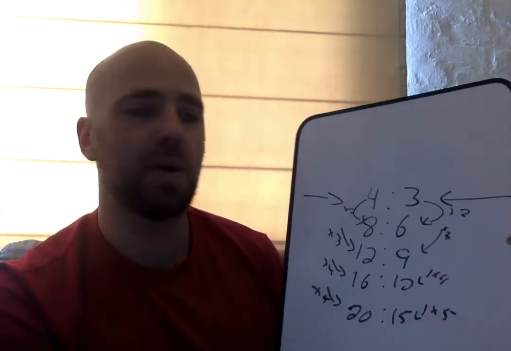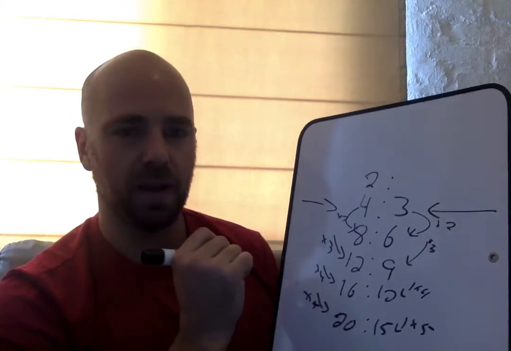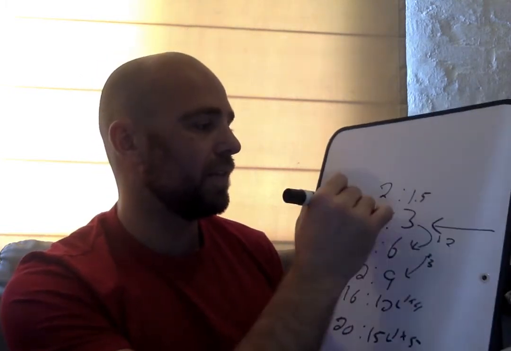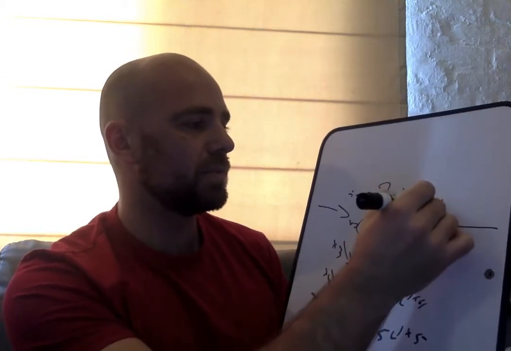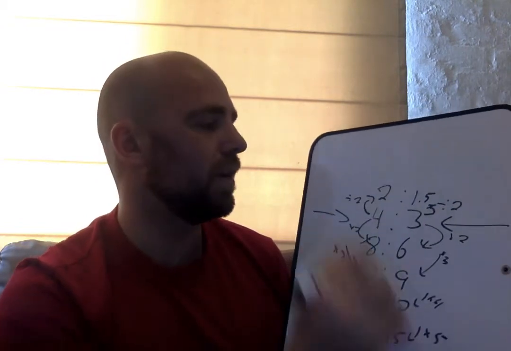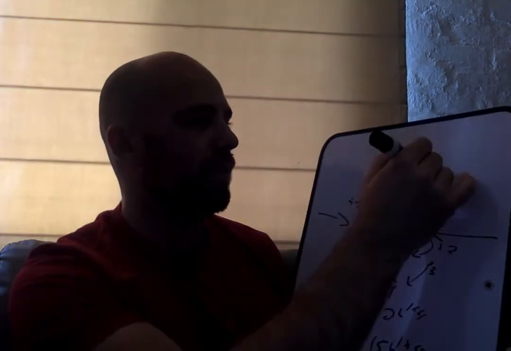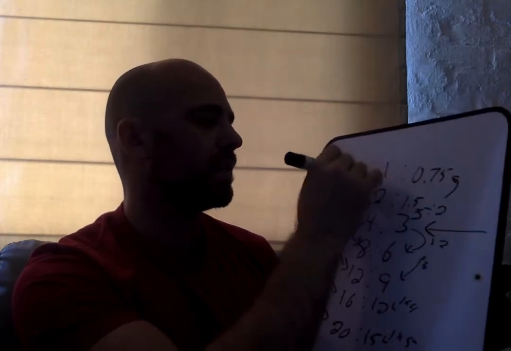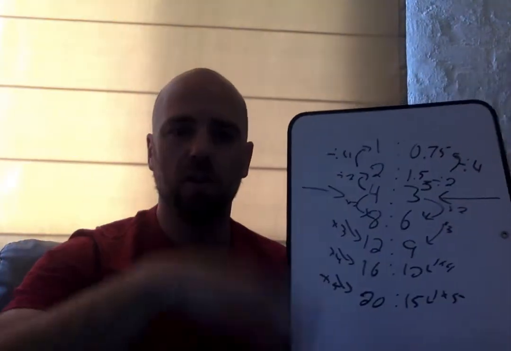I can go the other way too. What if I divide by 2? Well, 4 divided by 2 is 2, and 3 divided by 2 is going to give me 1.5. So going the other way, I'm going divided by 2. What if I wanted to divide it by 4? Well, 4 divided by 4 is 1, and 3 divided by 4 is 0.75. So to get to here, I had to go divided by 4. So I can go different ways.